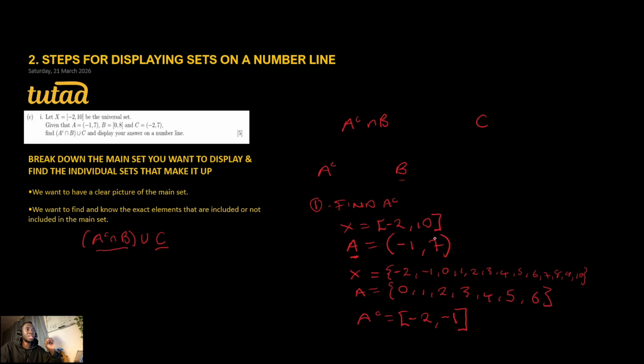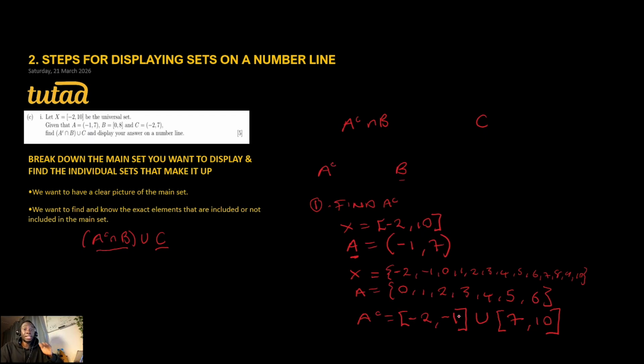Therefore, all the elements starting from 7 up to 10 are also not part of set A and are part of A complement. Therefore, we also have to describe these elements from 7 up to 10 using interval notation. A complement is going to be -2, -1 in union with the other elements that are not part of set A. And we know that these elements are starting from 7 all the way up to 10. So we're going to say union 7, 10. We are going to close this second part with a square bracket.